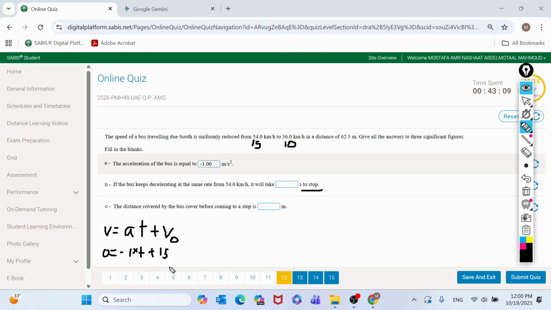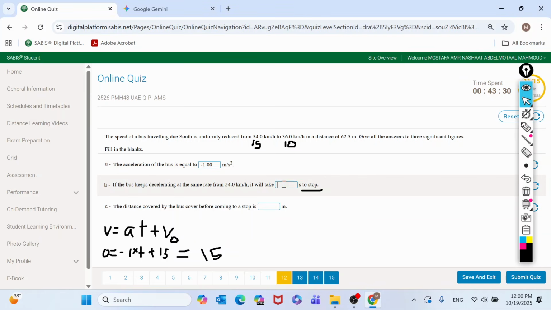Okay, so put it on the calc. 0. Don't even need to put this one on the calc. You're gonna take 15 to the other side. It's gonna be negative 15. Negative 1 times what? It's gonna equal 15. So T is 15.